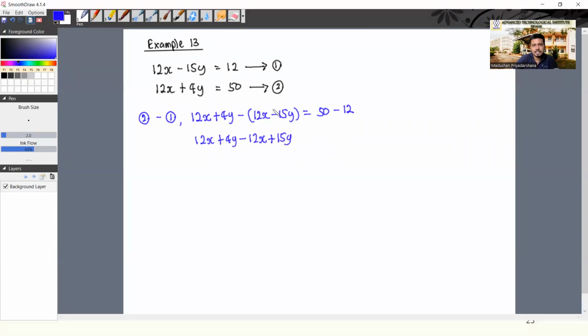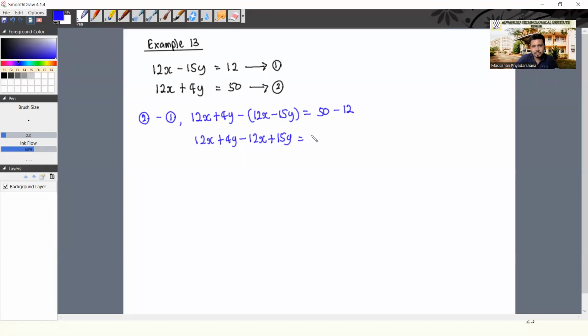Always put the second equation you consider inside brackets. If you put it without brackets, what happens? You might consider plus 12x where it should be minus 12x, and minus 15y where it should be plus 15y. Therefore, as a practice, always have the second equation which you are considering within brackets.